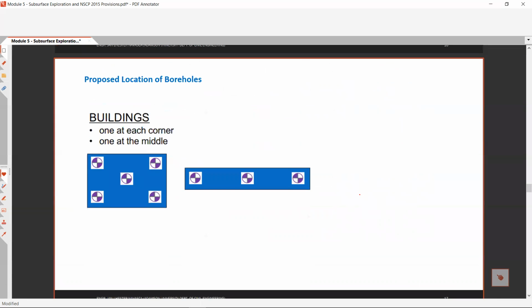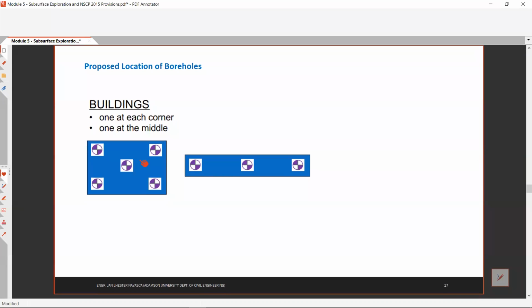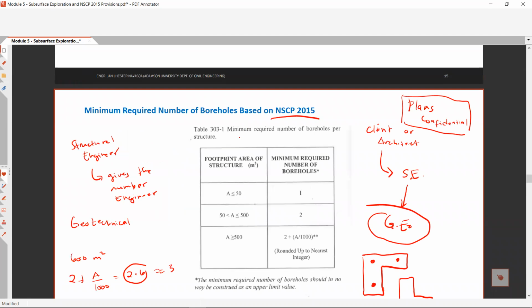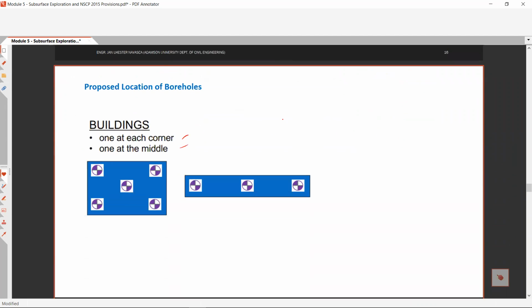So what is the proposed location of the boreholes? Let's say, for example, you have this building. The general proposed location is one at each corner and one at the middle. Depending on the budget of the client, since this is only the minimum required number of boreholes, you can also propose to increase the number.